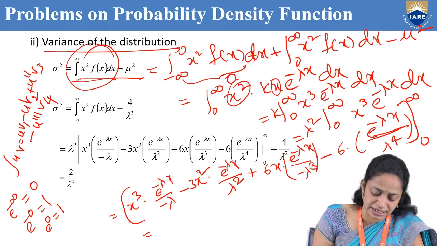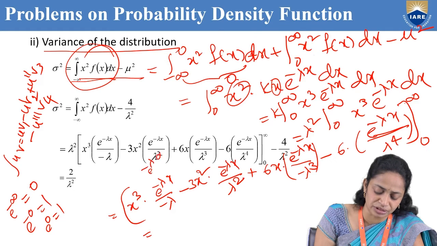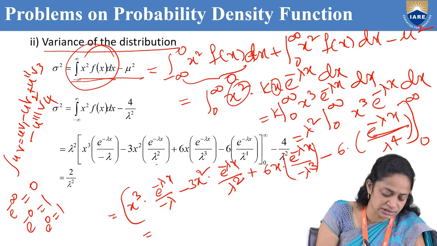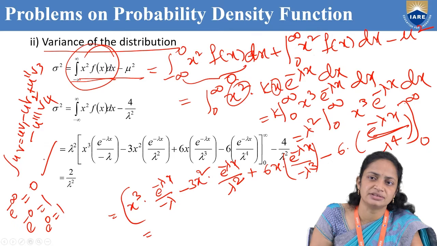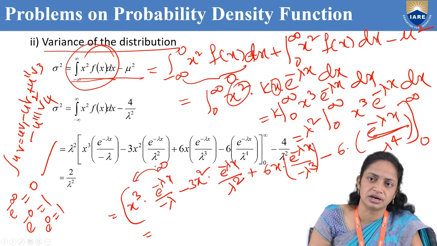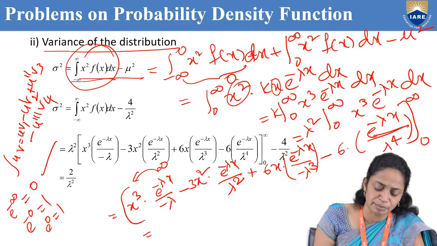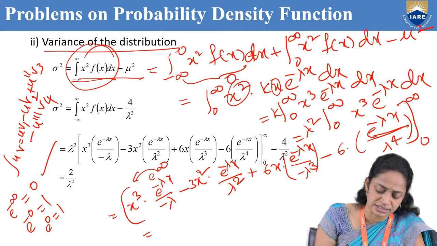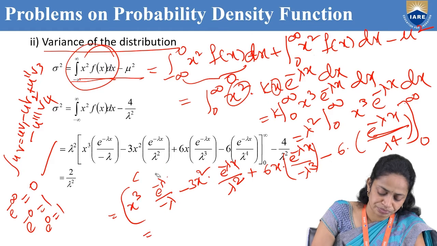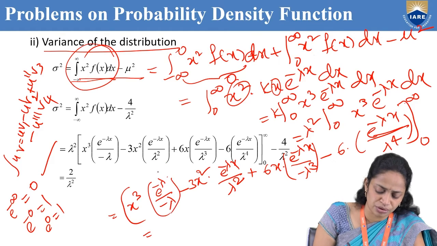Here we have e power minus lambda x, so e power minus lambda into infinity, that is e power minus infinity. We know that e power minus infinity is 0. So 0 into anything, this will be 0. So that's why this total term is 0. The total term is 0, and 0 into anything is 0.